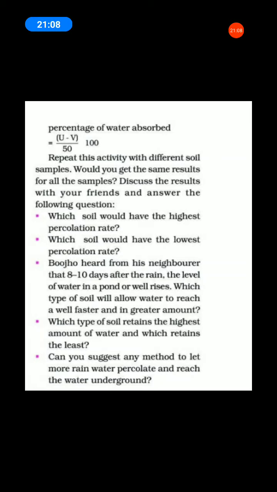Next, Bojo heard from the neighbors that 8 to 10 days after the rain, the level of water in a pond or well rises. Which type of soil will allow water to reach a well faster and in greater amount?